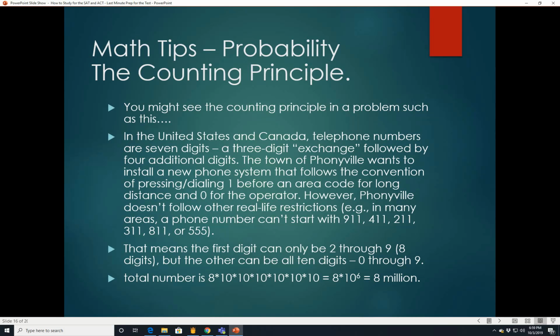So that means the first digit can only be 2 through 9, 8 digits, because you can't have 0 or 1 as the first digit, but the others can all be 10 digits, 0 through 9. So the total number would be 8 times 10 times 10 times 10 times 10 times 10 times 10, or 8 times 10 to the 6, which is 8 million. So there are a lot of phone numbers you can have. All right.